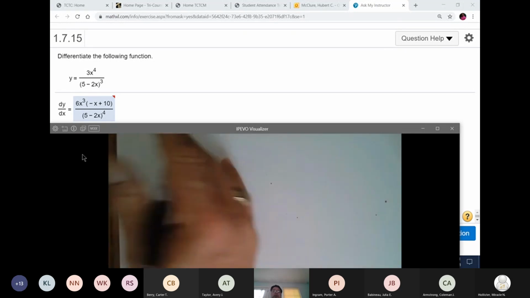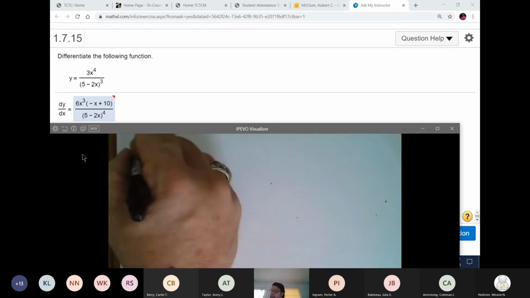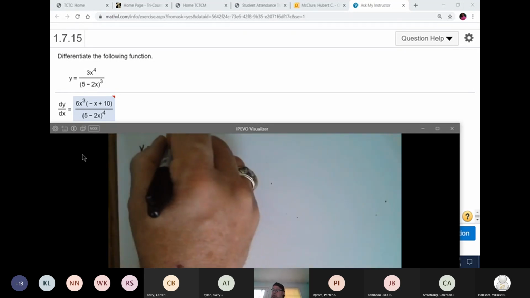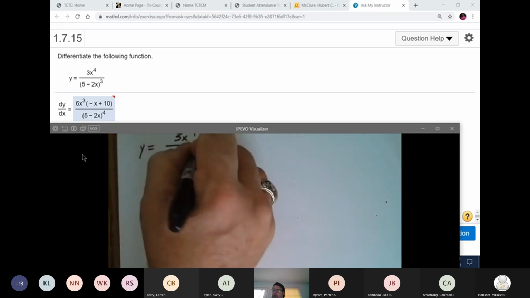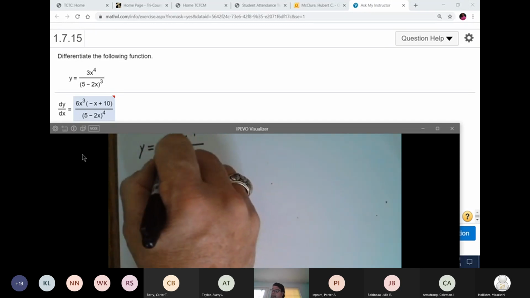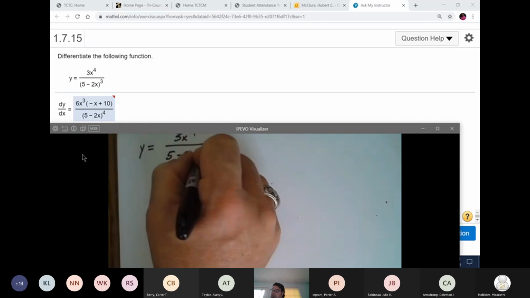Sometimes you have to do them 2 or 3 times. You don't get them the first time. Y is equal to 3x to the fourth over 5 minus 2x to the third.